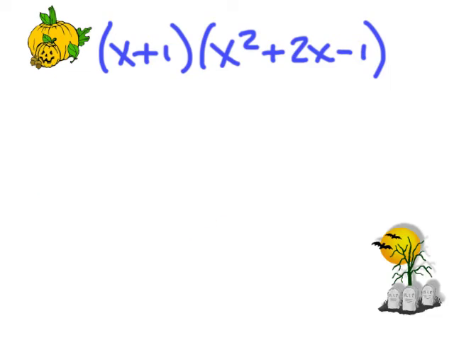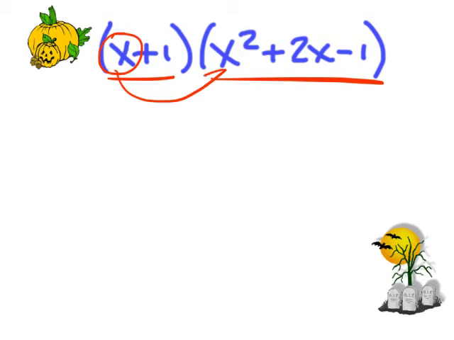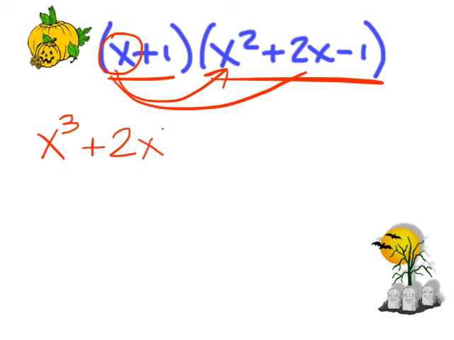Example number 3. Now you have a binomial, which is 2, multiplied against a trinomial, which is 3. You still follow the same pattern. Start here with x and do x times x squared. That is x to the third. And then x times 2x. That's 2x squared. And then x times minus 1 is minus x.